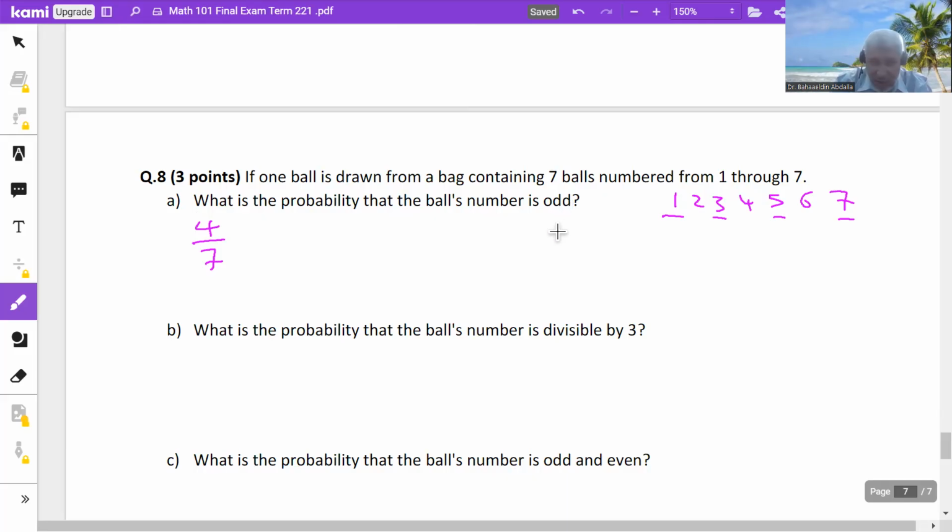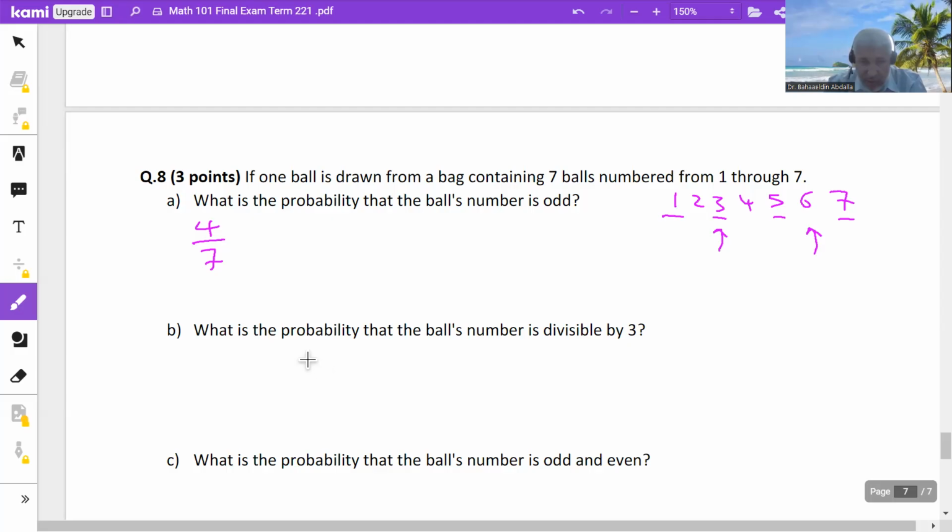If I select one ball, what is the probability that its number is odd? So these are the 7 numbers. 4 of them are odd, so the probability would be 4 over 7. The ball's number is divisible by 3. Well, this is divisible by 3, and this is divisible by 3.